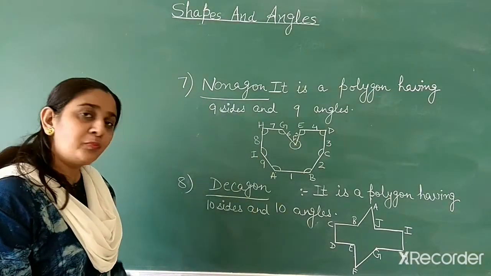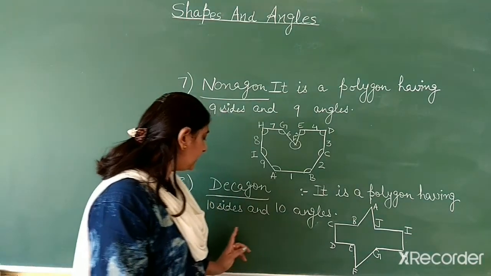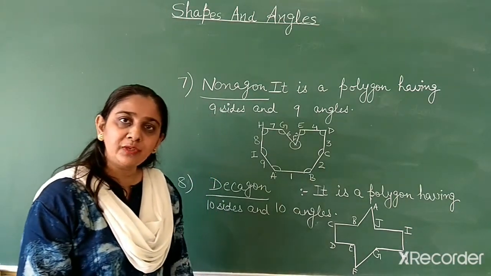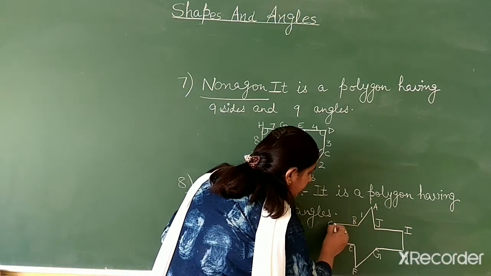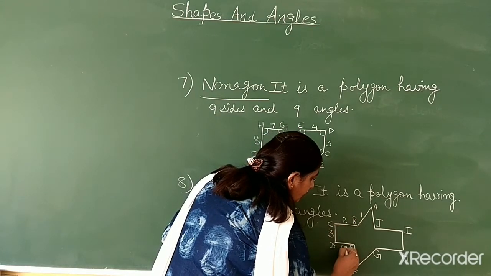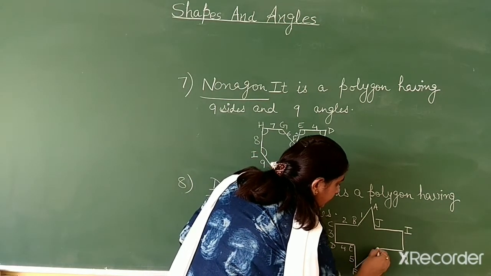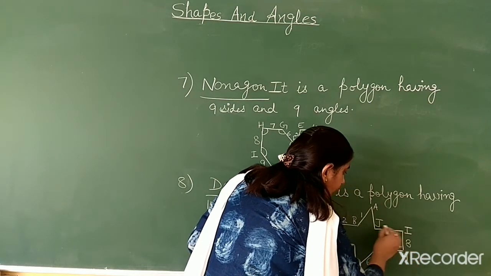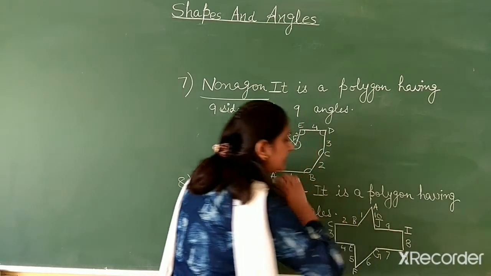Now, the next type of polygon is decagon. So, decagon is a polygon which is having 10 sides and 10 angles. Now, here I have drawn a decagon in front of you. Now, in this decagon, AB is the first side, BC is the second side, CD is the third side, DE is the fourth side, EF is the fifth side, FG is the sixth side, GH is the seventh side, HI is the eighth side, IJ is the ninth side, and JA is the 10th side.